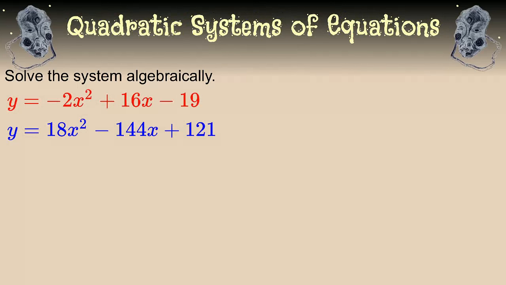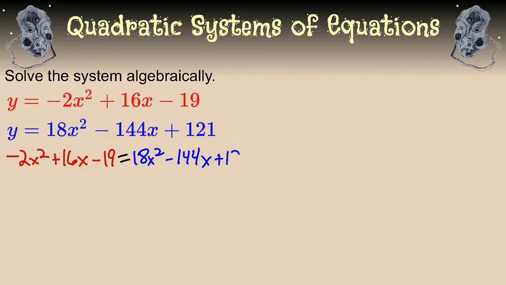Here we have a system of equations that asks us to solve it algebraically. So again, we're going to use substitution. Take this, plug it in for y. So we have -2x squared plus 16x minus 19 is equal to 18x squared minus 144x plus 121.